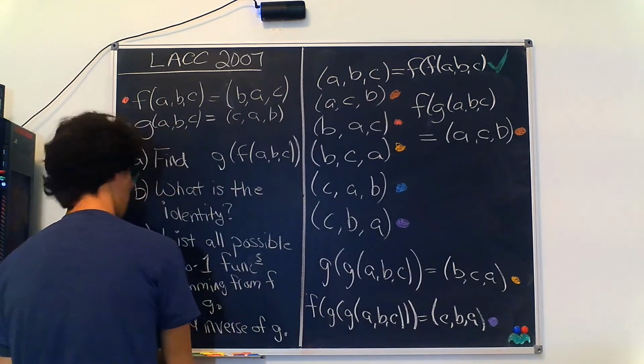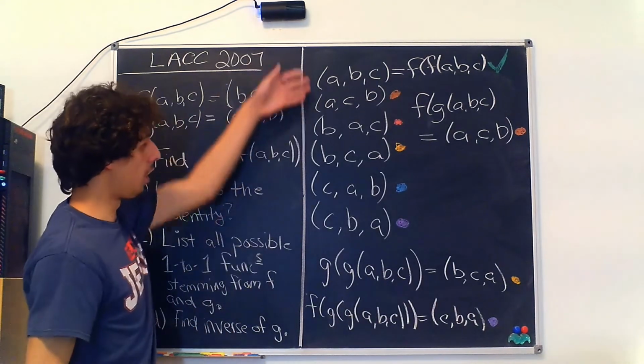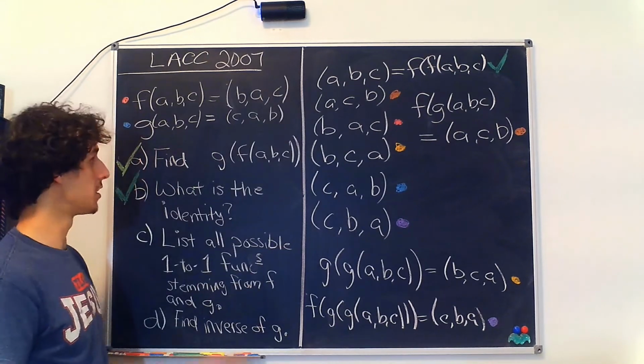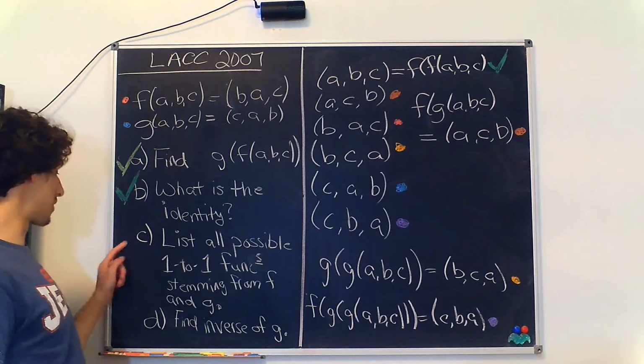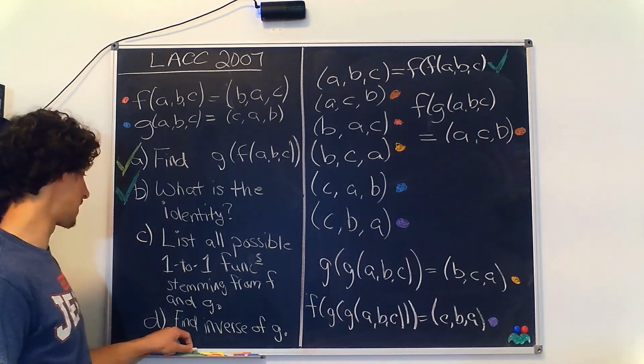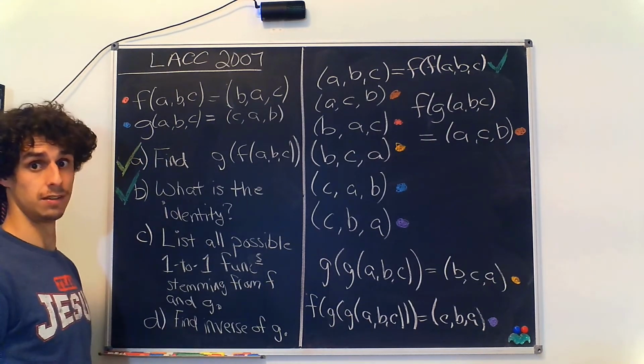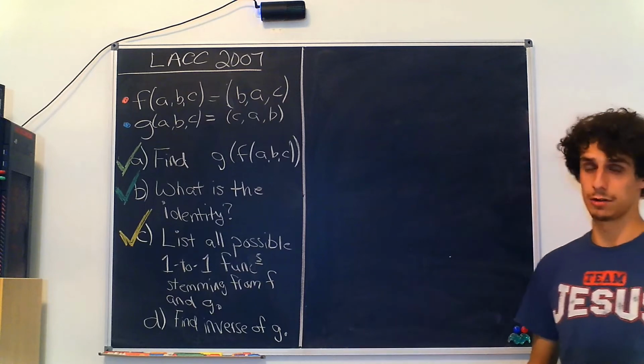So now we found maps corresponding to all 6 different permutations of A, B, and C. So I'll go ahead and check off letter C, and we'll move on to the last one, finding an inverse for G. So now let's move on to letter D.